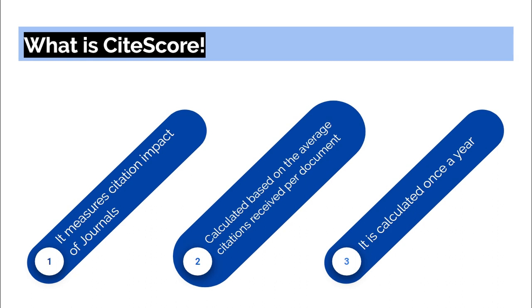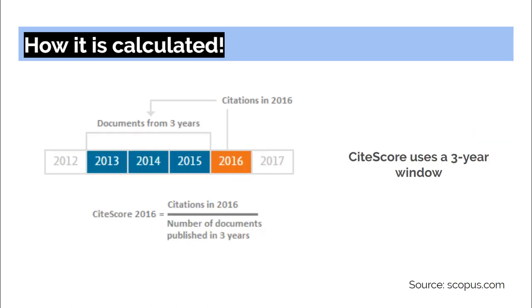That is, every journal has a citation record per the documents published in it, and according to that citation record, it measures the impact of that journal. It is calculated based on the average citation received per document. There is a formula according to which the SiteScore of any journal can be calculated, and it is calculated once a year. This information has been taken from scopus.com.